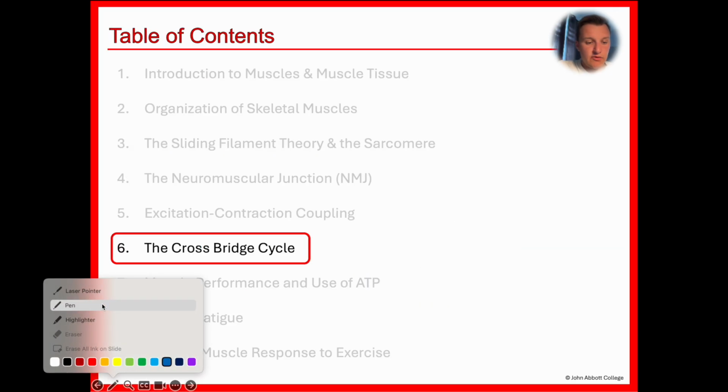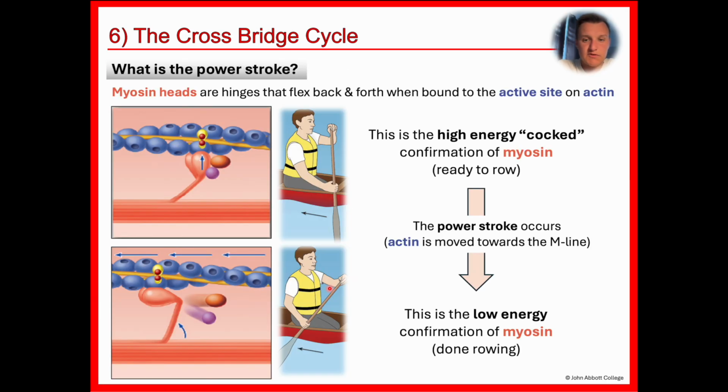Now we're going to talk about our cross bridge cycle. We're going to piece everything together, our last part. We need to talk about what the power stroke is first. The power stroke is myosin heads, right? These are the little heads on the myosin molecule. These are hinges, and they flex back and forth, okay?